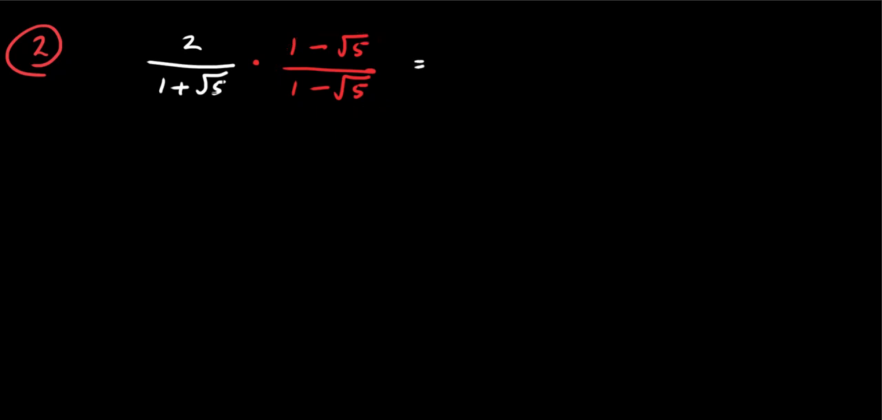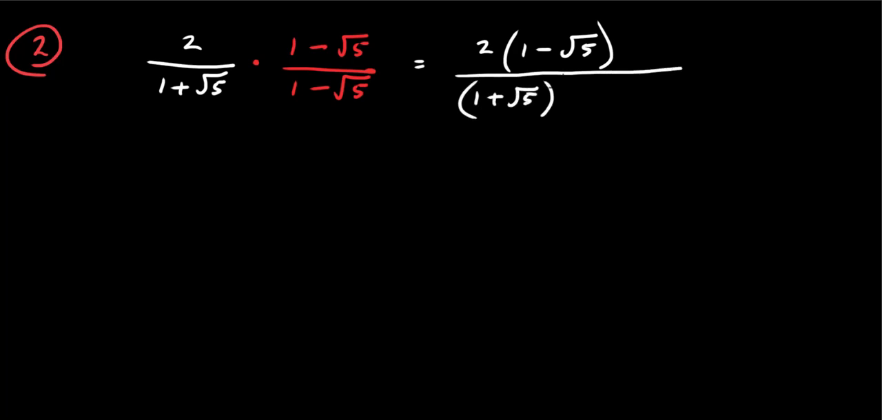We need to multiply this fraction by this fraction, so we're multiplying the top by the top and the bottom by the bottom. So really what we have here is 2 times 1 minus the square root of 5 divided by 1 plus the square root of 5 times 1 minus the square root of 5. So let's multiply out the top and the bottom. Well, to multiply out the top, you just multiply 2 by 1 and 2 by minus root 5. So let's do that.